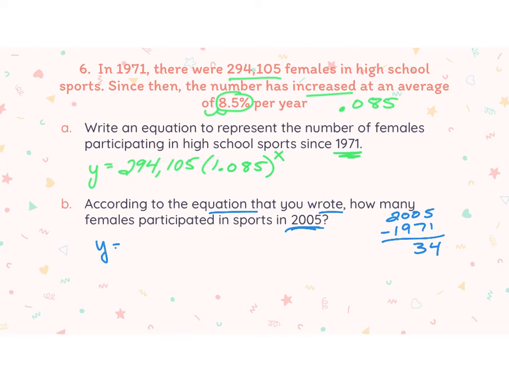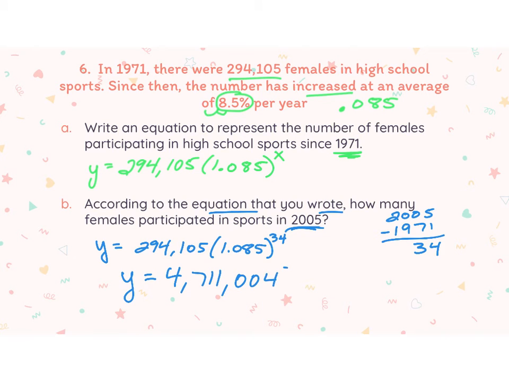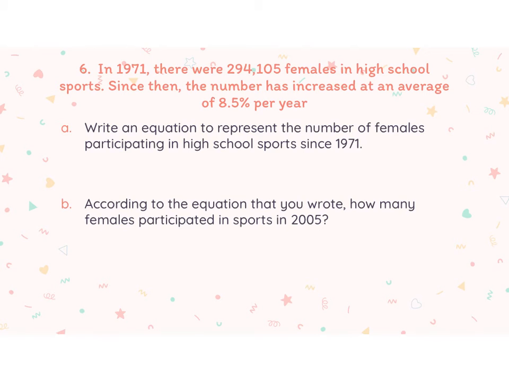So what I would probably do is just go 294,105 times 1.085 to the 34th power. You just have to know that you get 4,711,004. Now I rounded this one to a whole number because people are wholes. We don't have half a person here. So just make sure you think about that too when you're rounding. You can tell how much sports have increased for females.